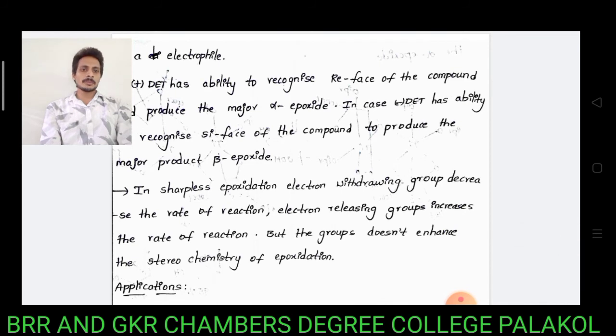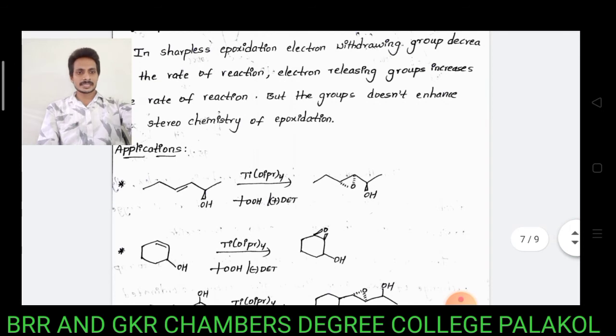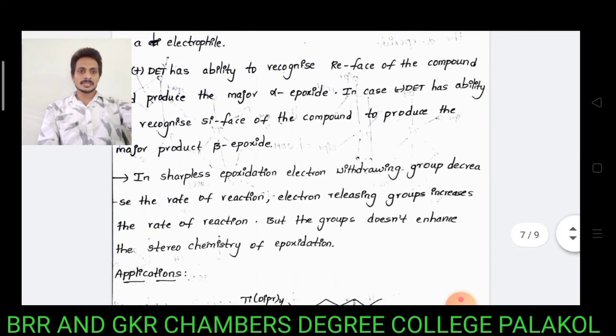In Sharpless epoxidation, electron withdrawing groups decrease the rate of the reaction and electron releasing groups increase the rate of reaction, but the groups do not enhance the stereochemistry of epoxidation. I repeat once again: in Sharpless epoxidations, substrate molecules having electron withdrawing groups decrease the rate of reaction. Electron releasing groups increase the rate of reaction, but the groups don't enhance the stereochemistry of the epoxidation reactions. Okay, this is Sharpless epoxidation.